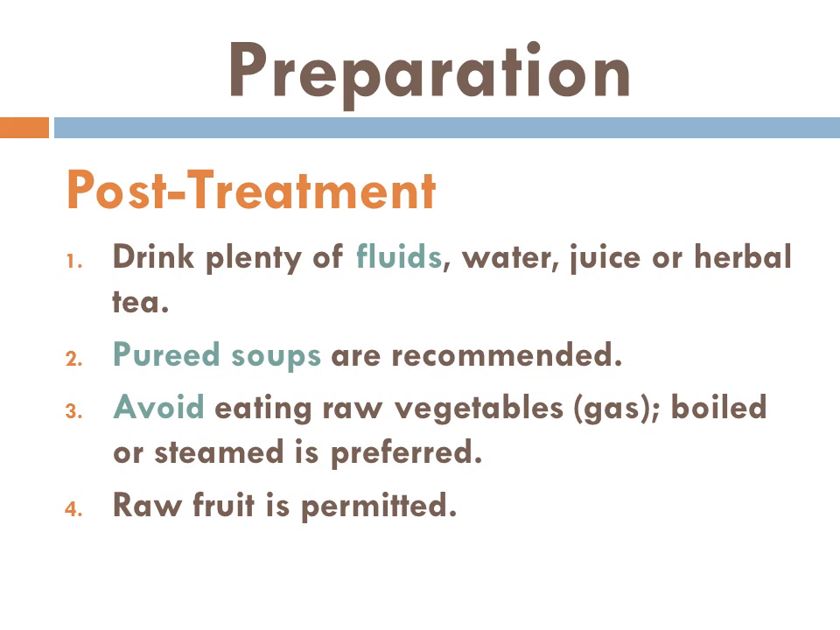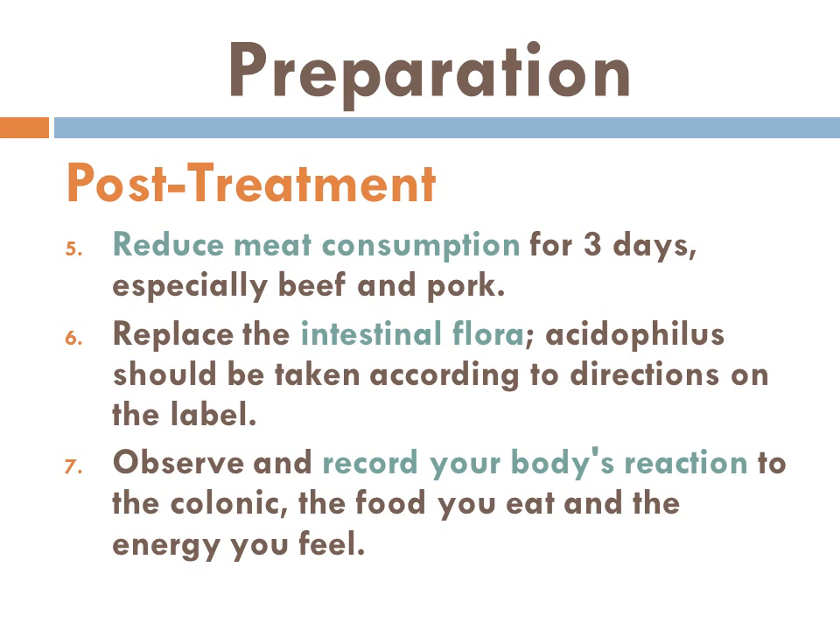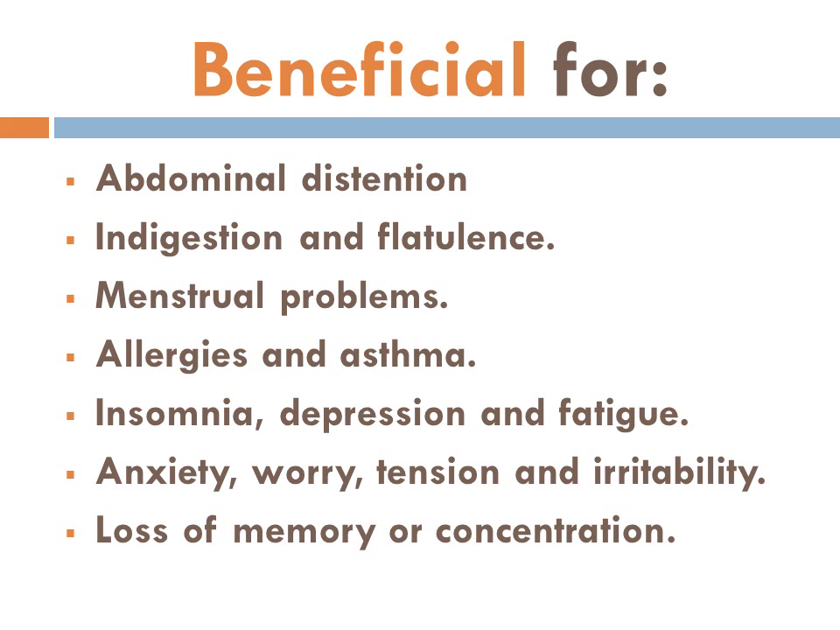Pureed soups are recommended. Avoid eating raw vegetables because they're gas-forming. Boiled or steamed is preferred. Raw fruit is permitted. Reduce your meat consumption for 3 days, especially beef and pork. Replace the intestinal flora. The acidophilus should be taken according to directions on the label. Observe and record your body's reaction to the colonic, the food you eat, and the energy you feel.